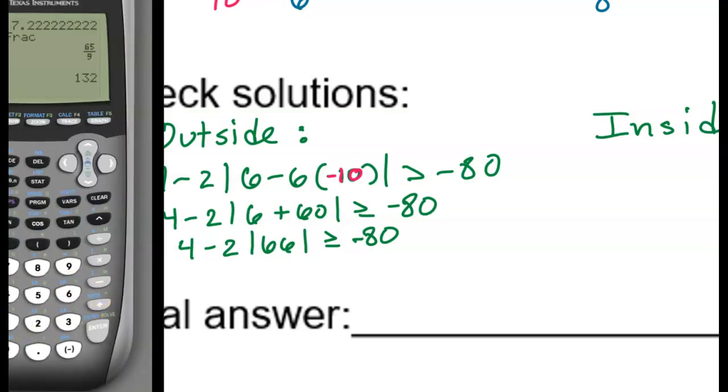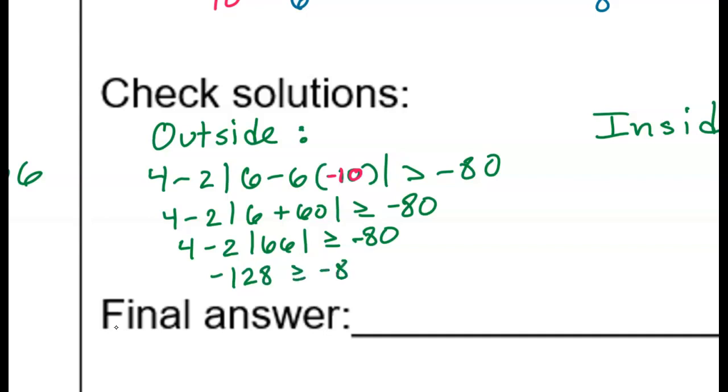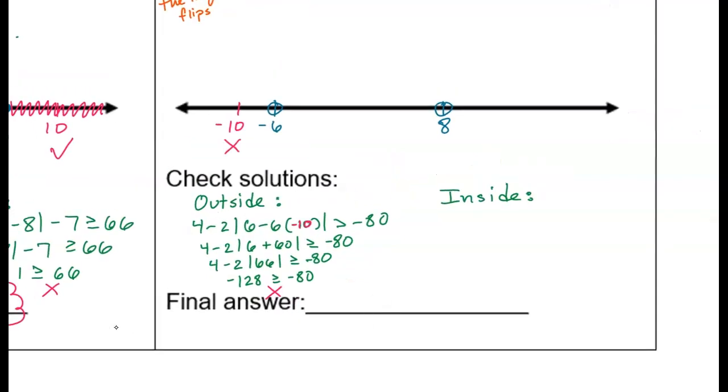4 minus 132. And we get negative 128 is greater than or equal to negative 80. This is not true. Even though it's a bigger number, negative 128 is much smaller because it's more negative. It's much smaller than negative 80. So this does not check out. This is not true. We do not shade on the outside. So now let's check the inside.